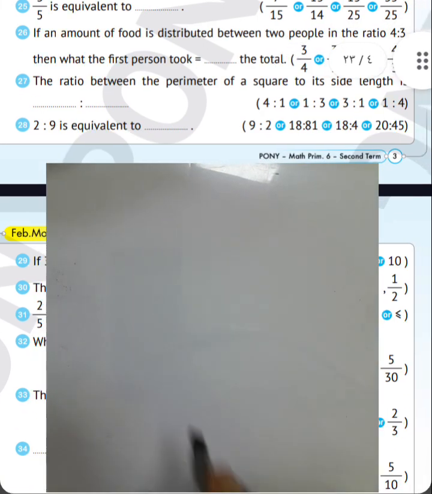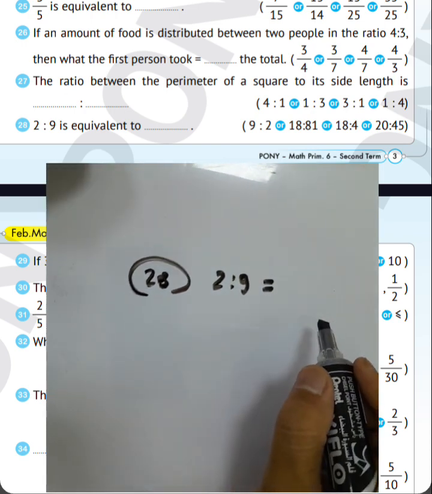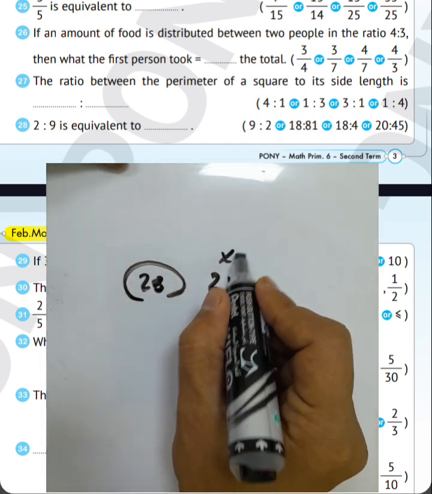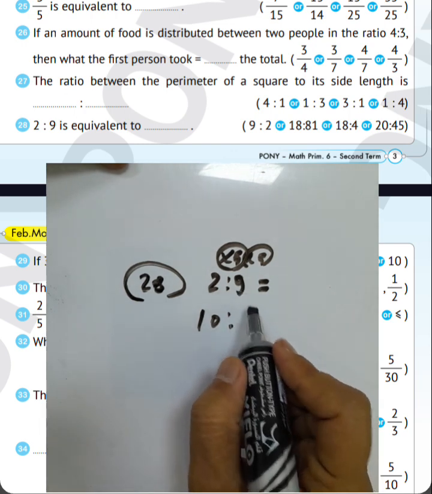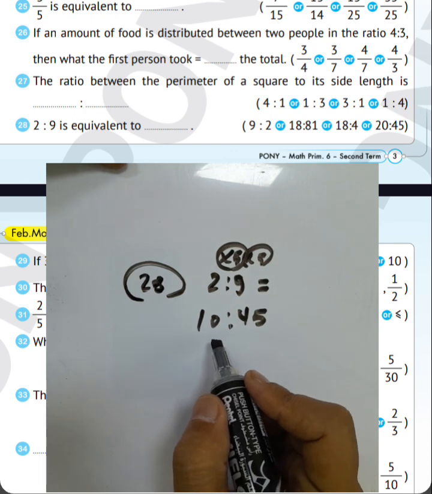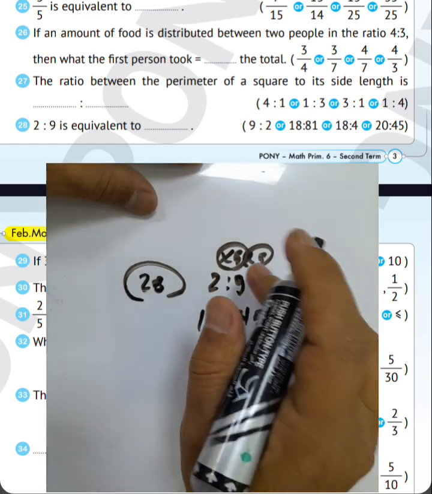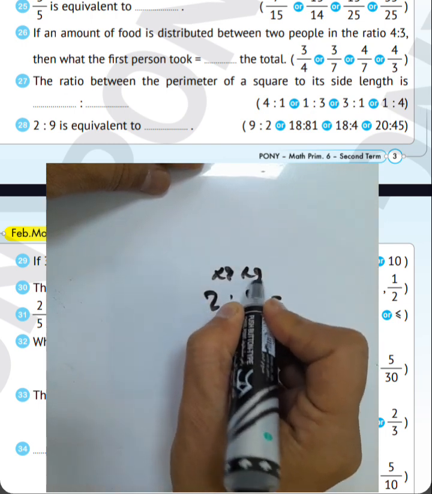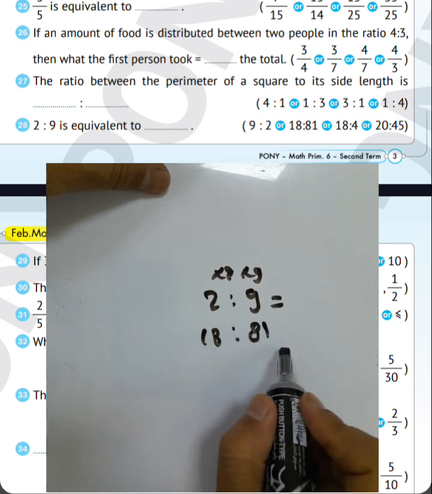Question 28. 2 to 9 is equivalent to what? For 2 to 9, we can multiply numerator and denominator by 5. 2 times 5 equals 10, and 5 times 9 equals 45. Or we can multiply by what? Here 2 and 9 multiplied by 9. 2 times 9 equals 18, and 9 times 9 equals 81. Choose number 2.